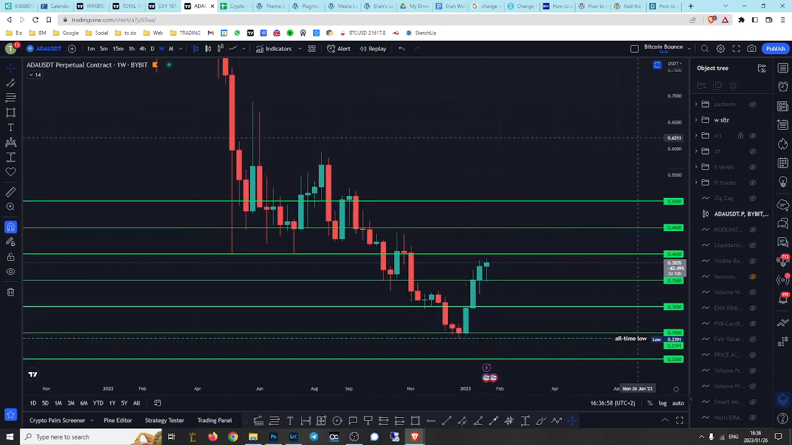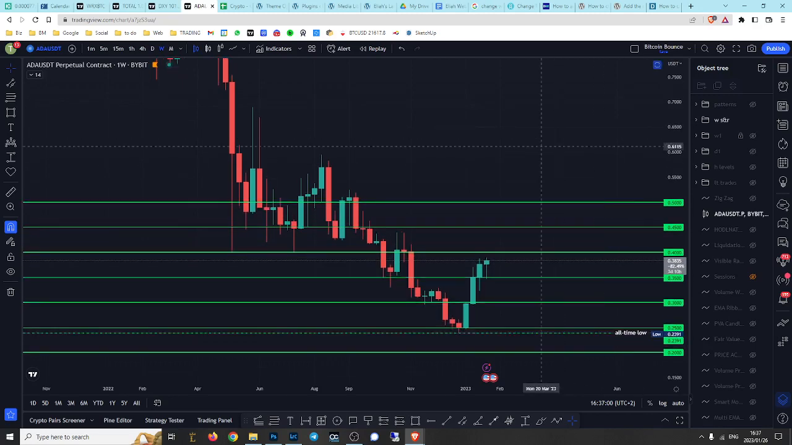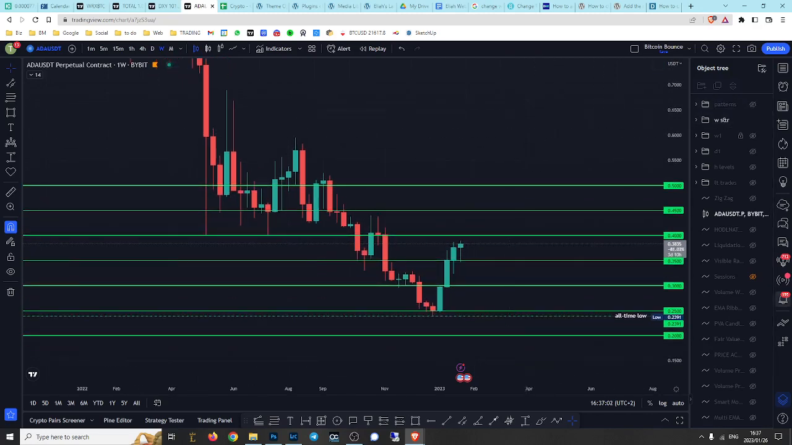Anyway, once I've done that, then I put them in folders. If you go to this little icon down here, object tree, you can turn on and off folders and all your drawings and file them. So this is weekly support and resistance. Any patterns I find, I would just put in week 1, week 2, week 3, week 4, and then I would know, okay, these are the different patterns.